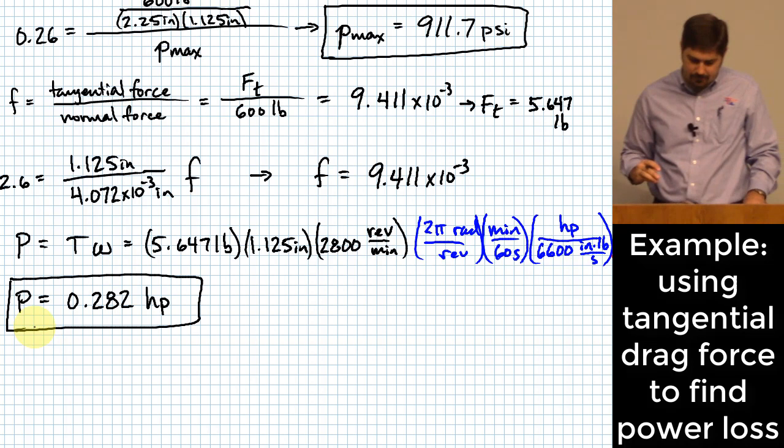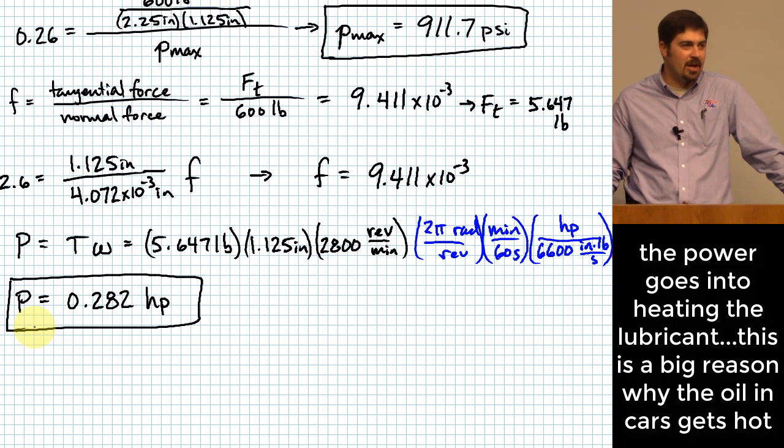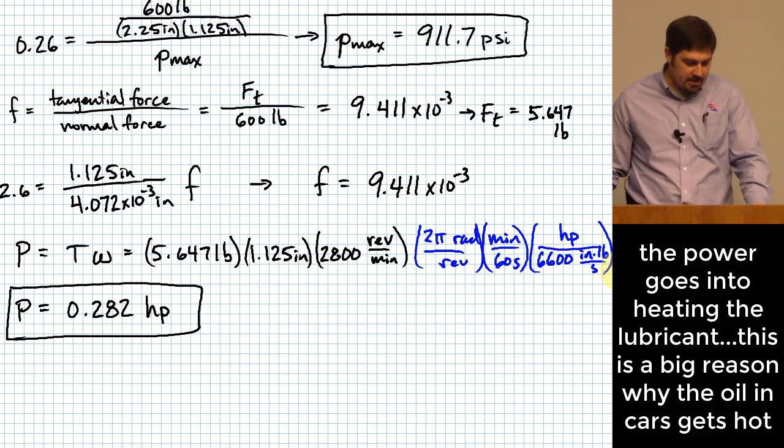All right, and that power's got to go somewhere, right? So it goes into heating the lubricant. And so that's why when you drive in your car, your oil gets hot, right? This is one of the reasons why your oil gets hot, is that energy has to go somewhere, and it goes into heating the oil. And a lot of your cars will actually have a cooler that will then try to keep the oil within reasonable temperature ranges.